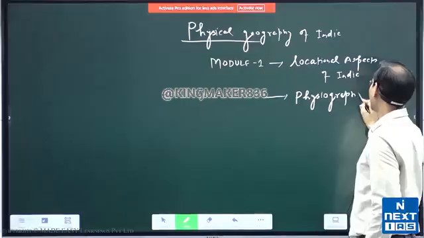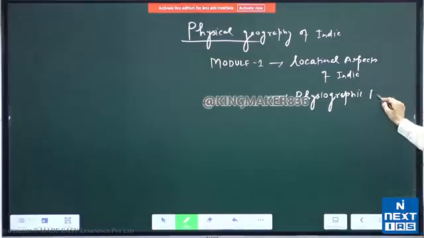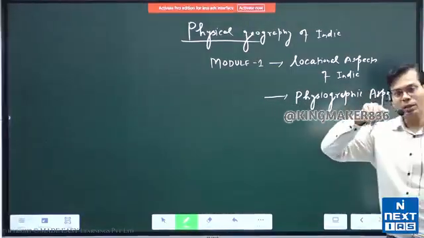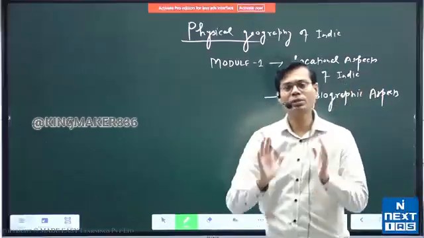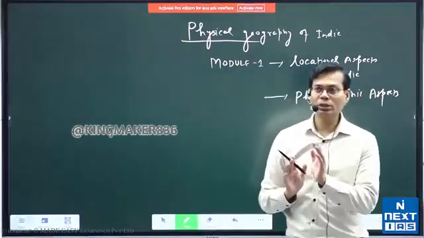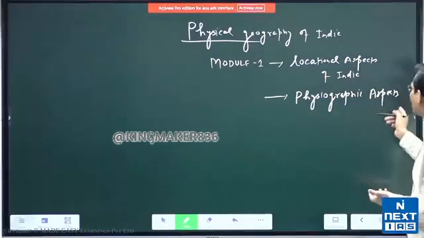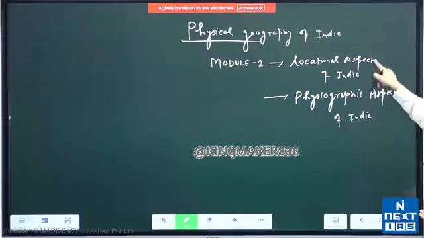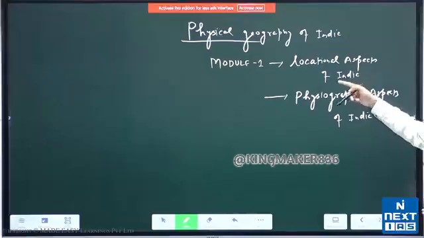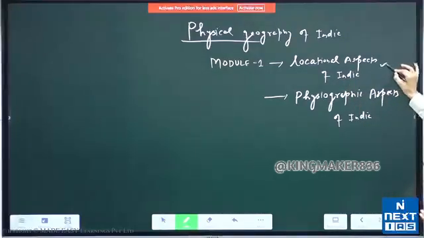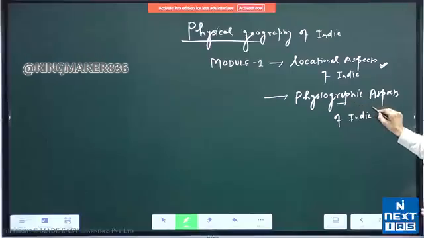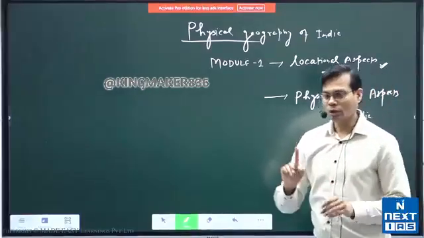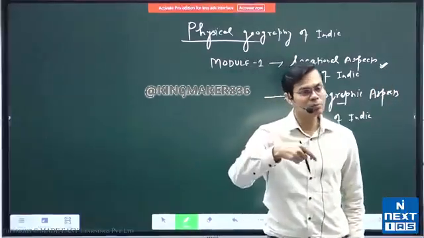What is the basic difference between physiographic aspects and the Indian locational aspects? The first part will be the broader, you can say the Indian part. But within India, which mountains, which plateau, which plain, physiographic aspects, natural aspects of India. So these are the two subtopics of module 1. Today we will be taking up locational aspects of India, tomorrow onwards physiographic aspects. Module 1 is the summary of Indian geography. Whatever we are going to discuss later on, module 1 will help a lot.